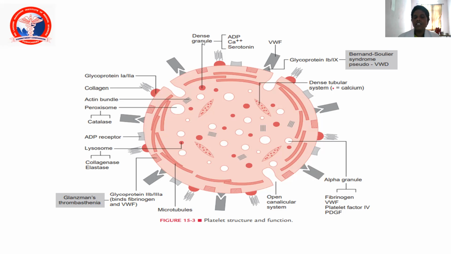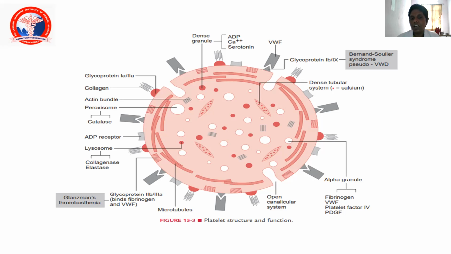Now the next granule is the dense granule, and it has ADP, calcium and serotonin. ADP is one of the important elements which helps in the adhesion and aggregation of the platelet. And what is the role of calcium? Calcium, as we all know, is an important cofactor which helps in each and every step of the coagulation cascade.